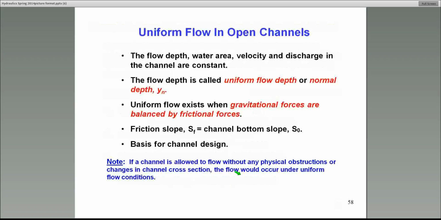Now, the next thing I'll talk about is computation of what we call uniform flow depth, which is the normal depth.